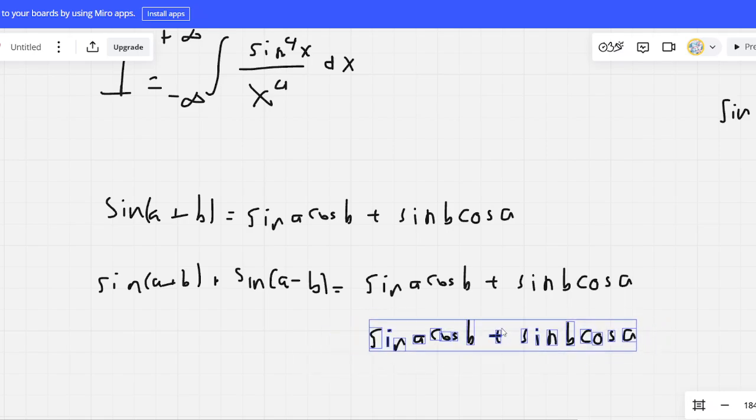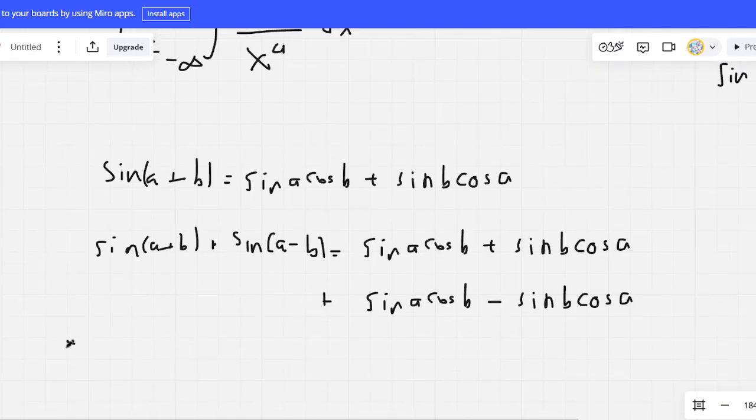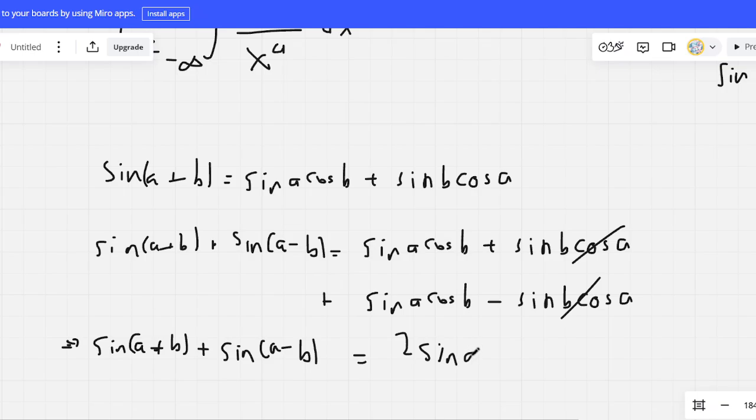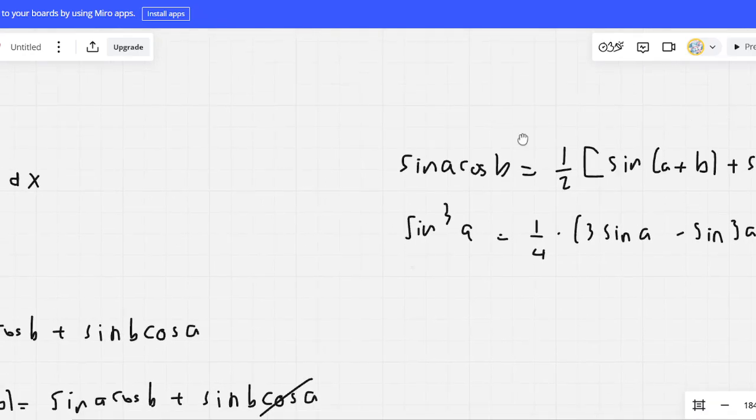Actually twice here, and let's just use this because it would make it a bit easier. Because it's minus, we get a minus sign here, and what this will give us is sine(A plus B) plus sine(A minus B) equals, these two terms conveniently cancel out. This plus this is just 2 sine A cosine B, and if we divide both sides by 2, we get 1/2 here equals sine A cosine B, which is the result we have above here.